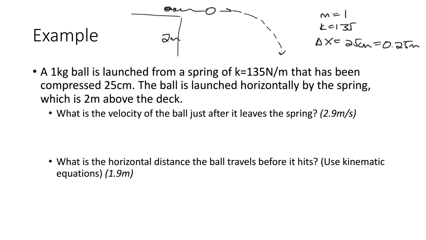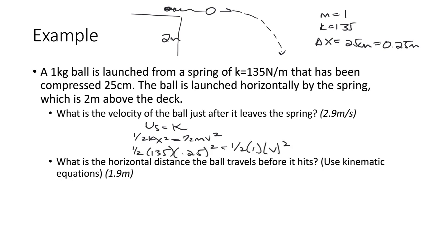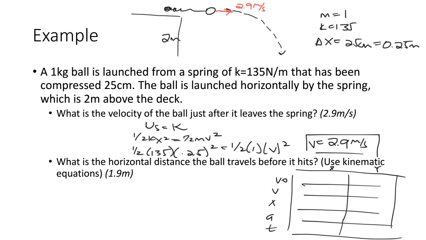So let's find the velocity of the ball after it leaves the spring, knowing that the potential energy of the spring before is going to equal the kinetic energy of the spring after. And after filling the values, I got a velocity of 2.9. So knowing that it's been launched horizontally this way at 2.9 meters per second, we are going to use our kinematic equations. You might remember these charts from like months ago.